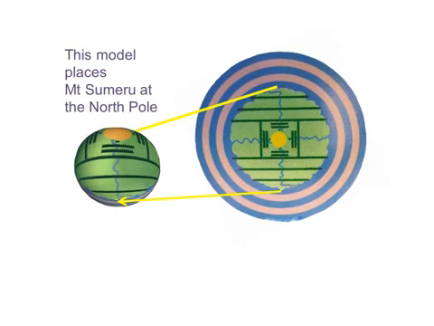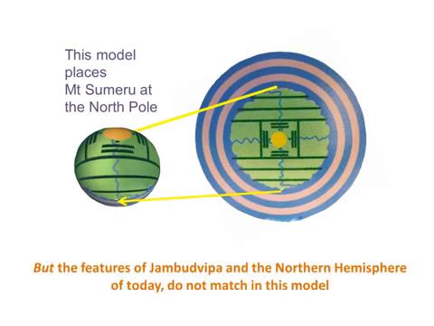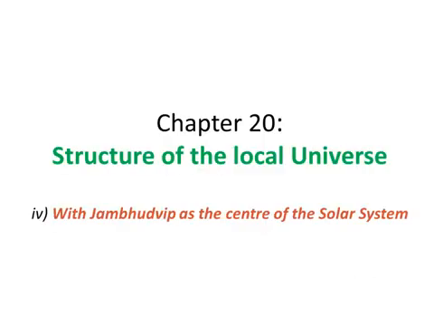This model places Mount Meru at the North Pole, as you can see here, but the features of Jambudvipa and the northern hemisphere of today do not match this model. So obviously the placement of Mount Meru may be more relevant for another model.